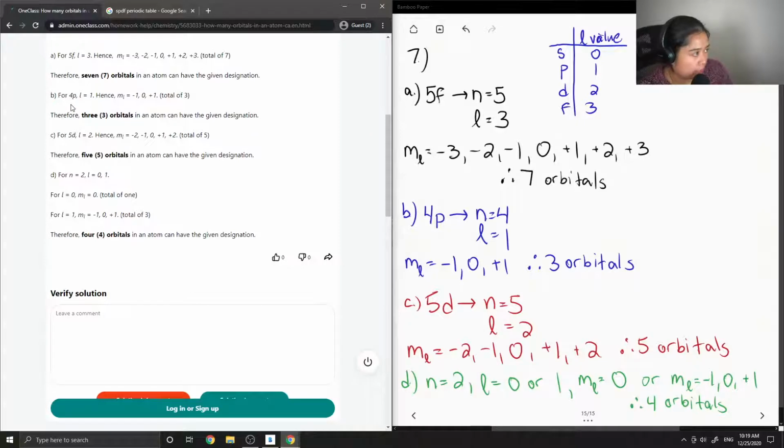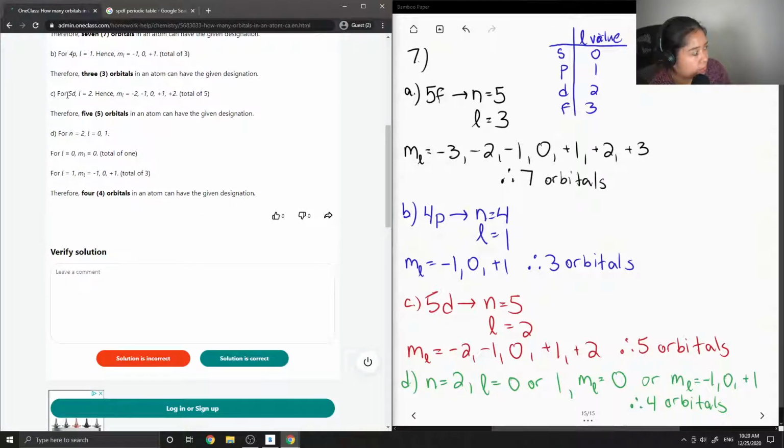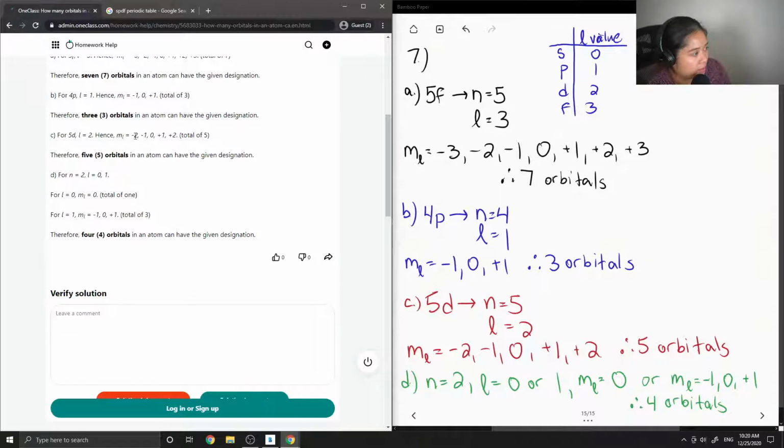For 4p, L is equal to 1, hence ML is equal to -1, 0, or +1. Therefore, 3 orbitals in an atom can have the given designation. For 5d, L is equal to 2, hence ML is equal to -2, -1, 0, +1, or +2, total of 5. And then for n equals 2, L can either be equal to 0 or 1.